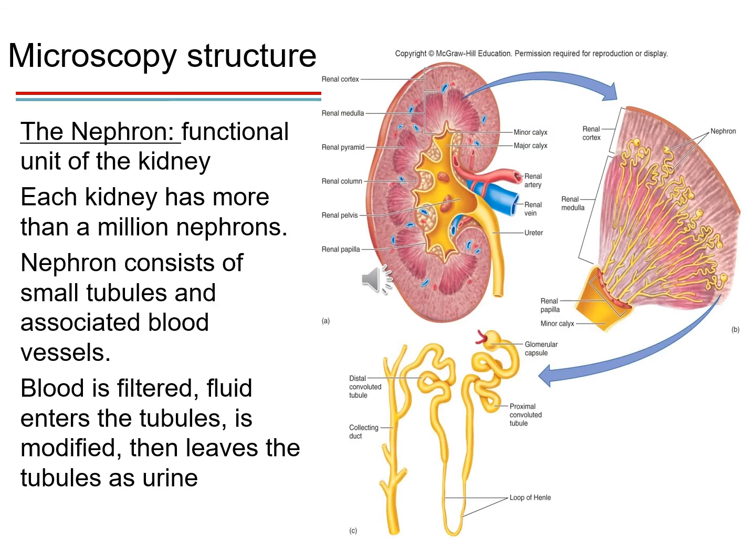Let's focus on the microscopic structure of the kidneys. And in that microscopic structure, we have to focus on the nephron, because the nephron is the functional unit of the kidney. That functional unit of the kidney is the one that produces urine. We have 1 million of these nephrons in each kidney, and certainly when they are damaged, they produce severe kidney disorders.